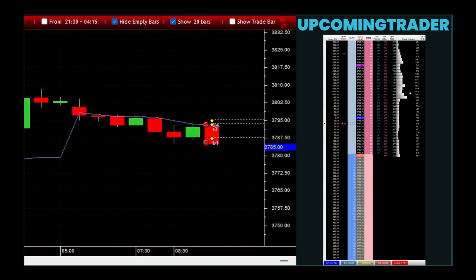The significance of the evening star pattern lies in its ability to alert traders to a potential shift in market sentiment from bullish to bearish. Identifying this pattern early can help traders make strategic decisions, such as exiting long positions or considering short positions to capitalize on the forthcoming downtrend.